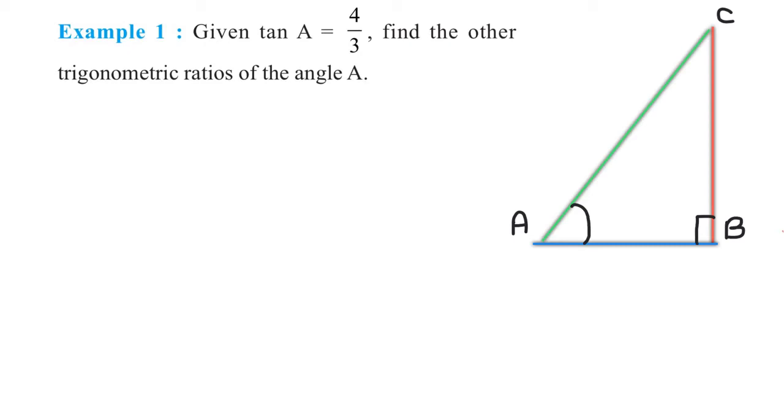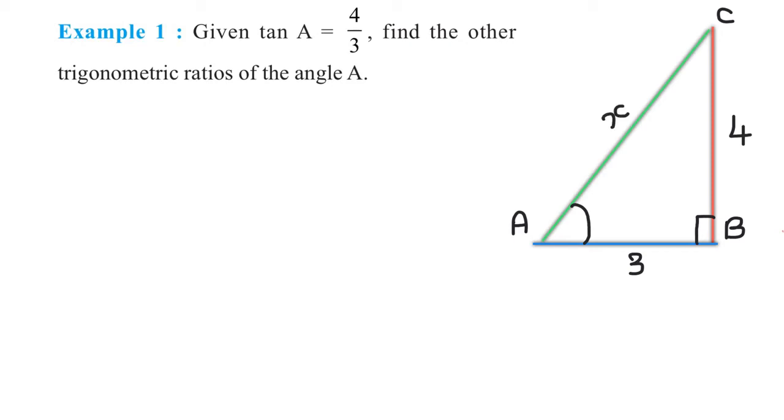So what is the length of that side? 4. What is the adjacent side from angle A? It is going to be AB. What is the length of that side? 3. Do we know what is the length of the hypotenuse AC? We don't know. So we need to find the length of the hypotenuse AC.